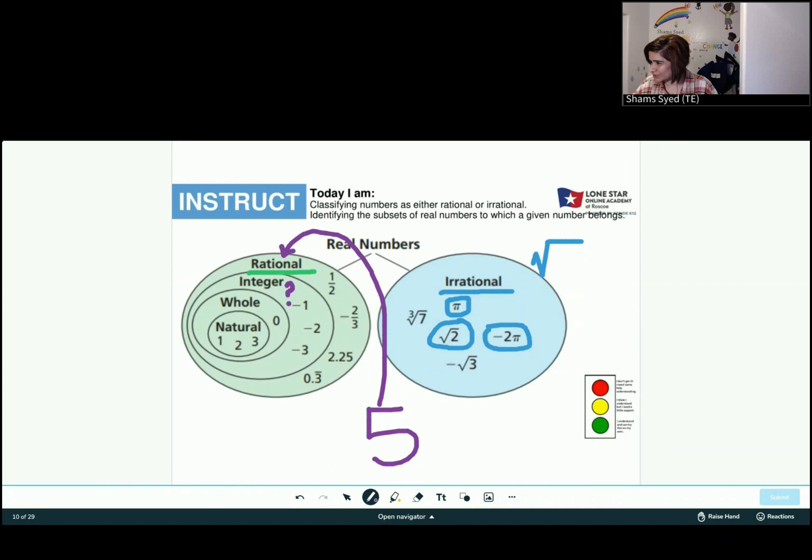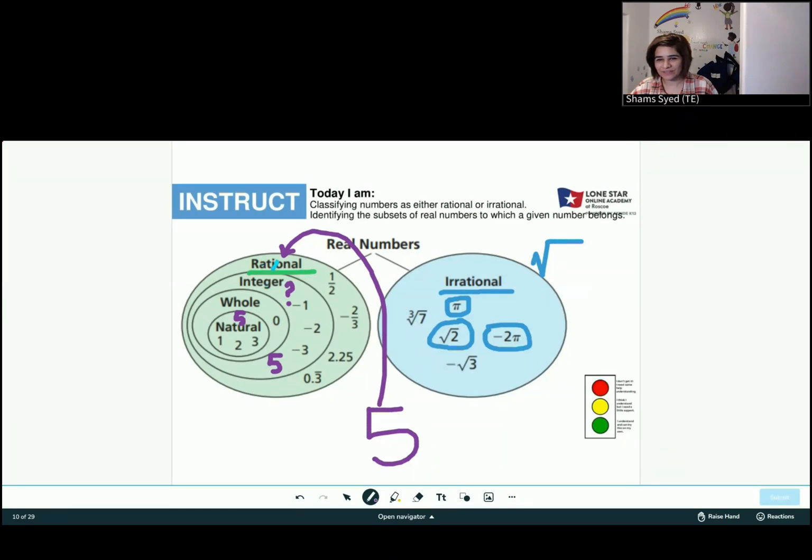Jocelyn, what do you have to say about it? Why do you want to say that the 5 is an integer? I would encourage you to unmute yourself, Jocelyn, so you can speak over the mic. Integer, because 5 is a natural number, if you go all the way to the middle, and if it's there, then it's also whole, integer, and rational. Excellent.